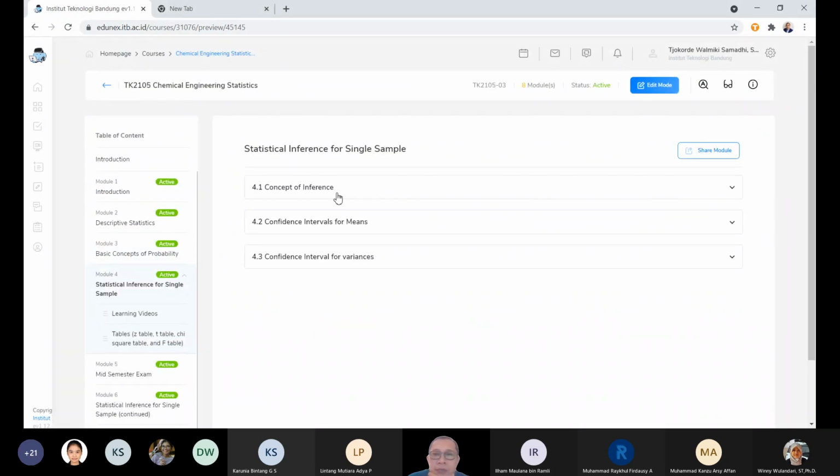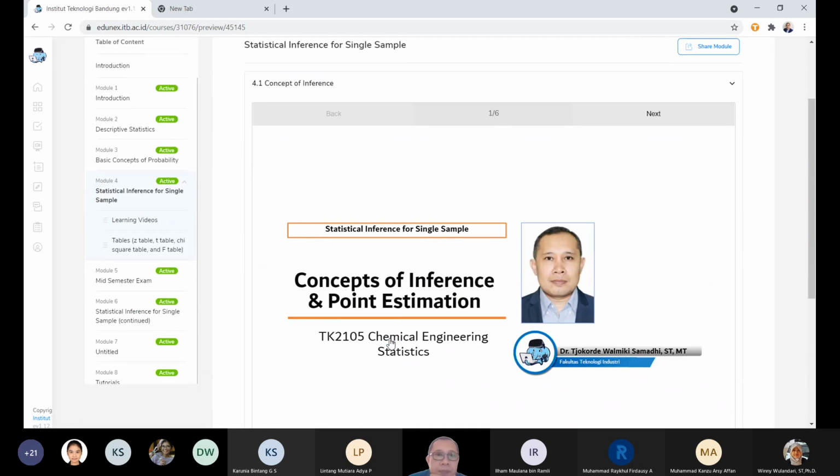So we have three of what we call material segments: segments 4.1, 4.2, and 4.3. And each segment is already equipped with videos. The first one is the concept of inference, where we will discuss the basic principles of statistical inference.